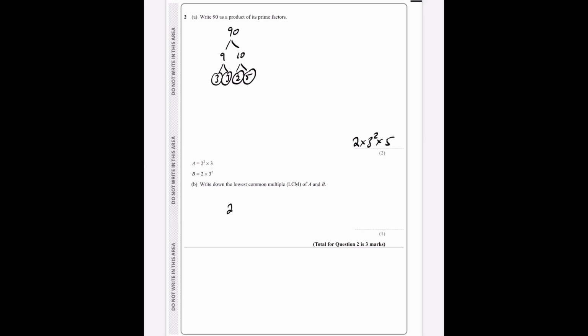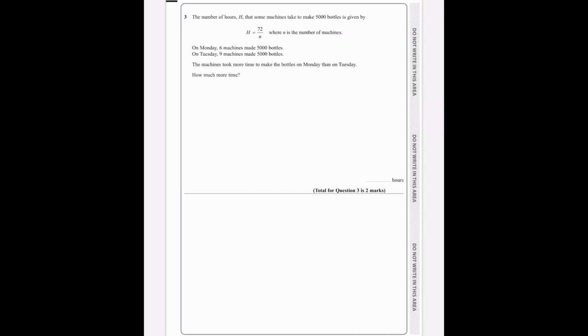For b, the lowest common multiple of those two. So they're taking the largest power of each prime number in both. That's the 2 squared and the 3 squared, which is 36. You can just work those out by hand if you really want to. The numbers are small there.